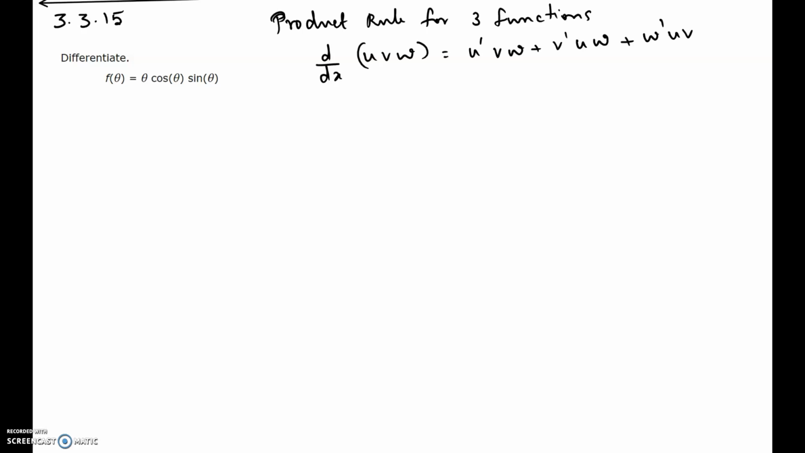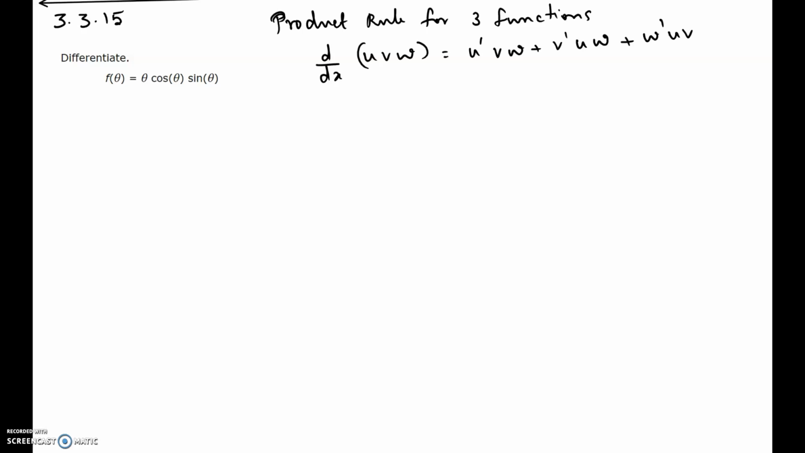Derivative of u times v times w, where u, v, w are three functions. U prime, the first derivative of the first function, times the product of the remaining two, v and w. Then the derivative of v, the second function, times the product of the first and the third function, u times w. Then the derivative of the third function, w, times the product of u and v. So precisely we are taking the derivative of one function and multiplying with the product of the other two functions at a time, and then adding them all.